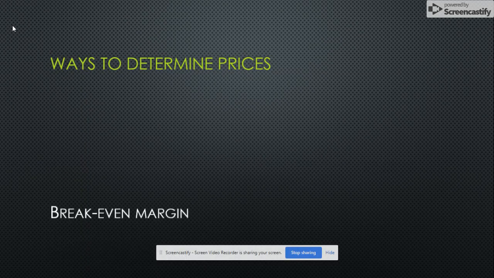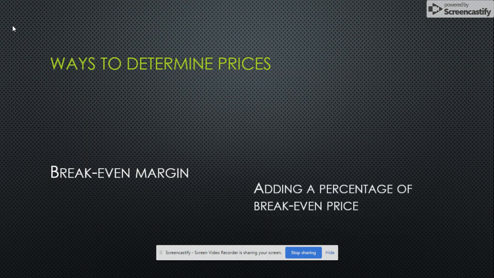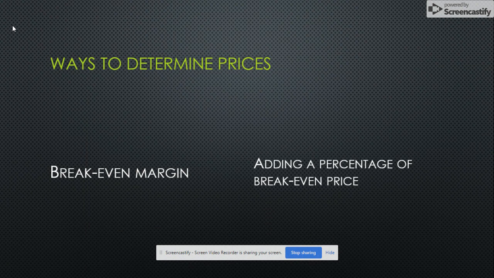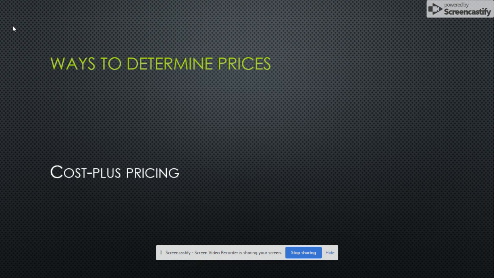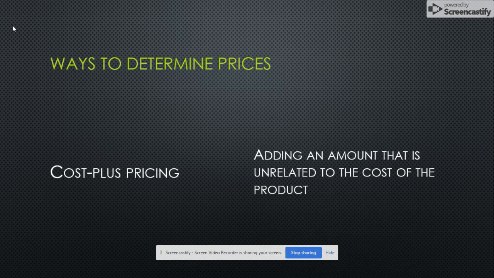Okay, next one, break-even margin. Adding a percentage at the break-even price. So you know how much you have to make, and then you add a percentage to your break-even price. Cost plus pricing. So that's adding an amount that is unrelated to the cost of the product. So you just add an amount. Whatever your reason is, it doesn't have anything to do with the cost of the product.